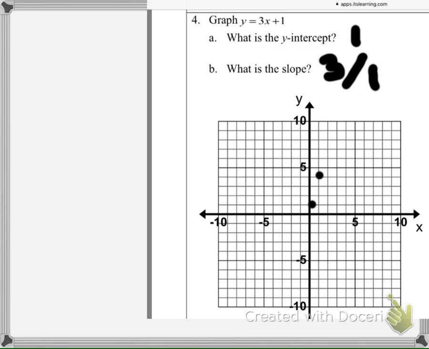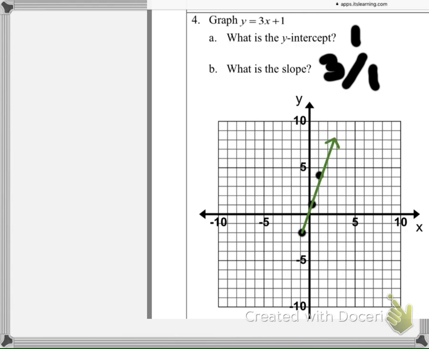And then I'm also going to show you that I can go down 1, 2, 3, and to the left 1. Okay, and then I went down more than 3. Try that again. Down 1, 2, 3, and to the left 1. And then we'll connect.